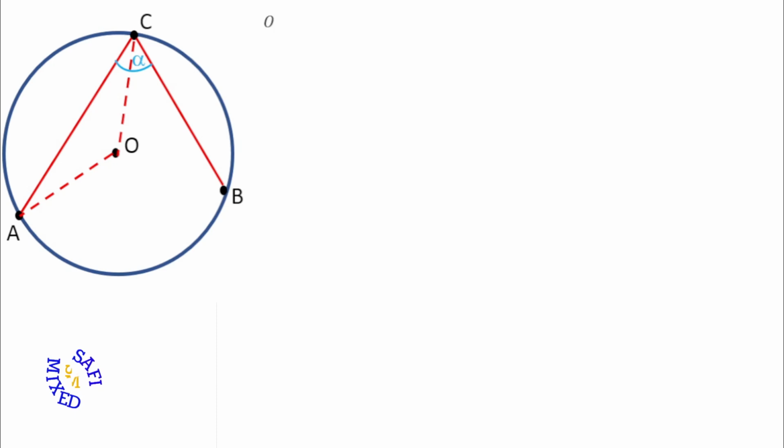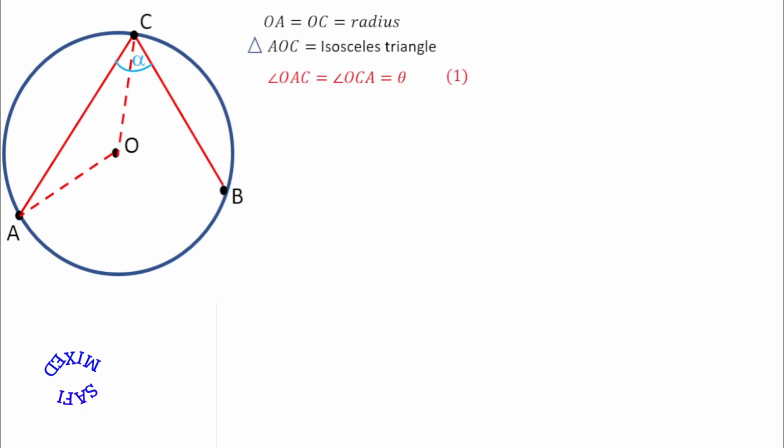Since OA equals OC and each of them equals the radius of the circle, therefore the triangle AOC is in fact an isosceles triangle, and we know for an isosceles triangle the angles made by the equal sides with the third side are equal, that is, angle OAC equals angle OCA equals theta, and I denote this in the figure with theta at this position. The same is true about this angle. This angle is also equal to theta according to equation 1.